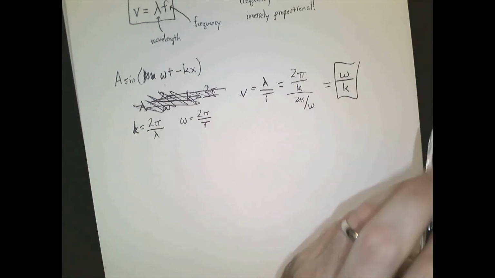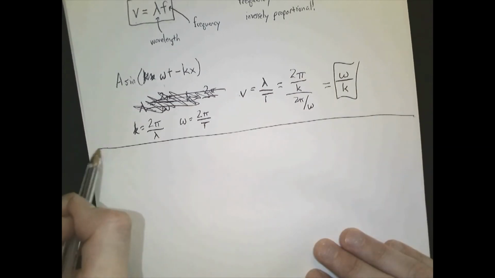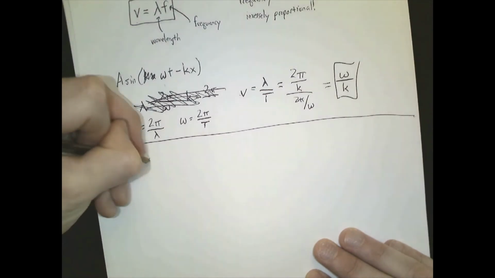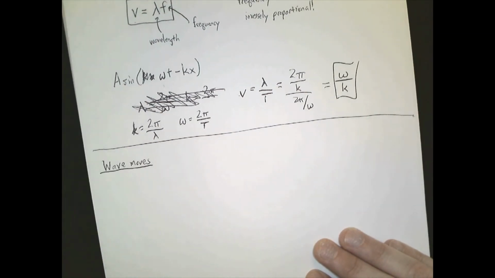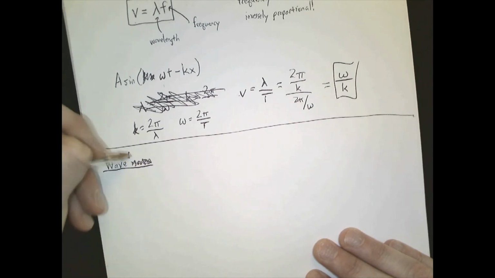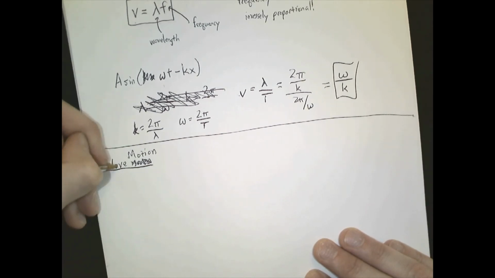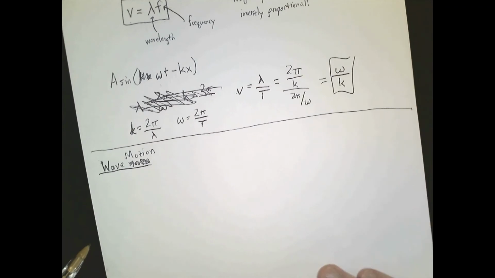All right, thanks for bearing with me so far. We got one last thing to talk about, and that is wave motion. We can categorize waves by how they move, and there are two main categorizations.